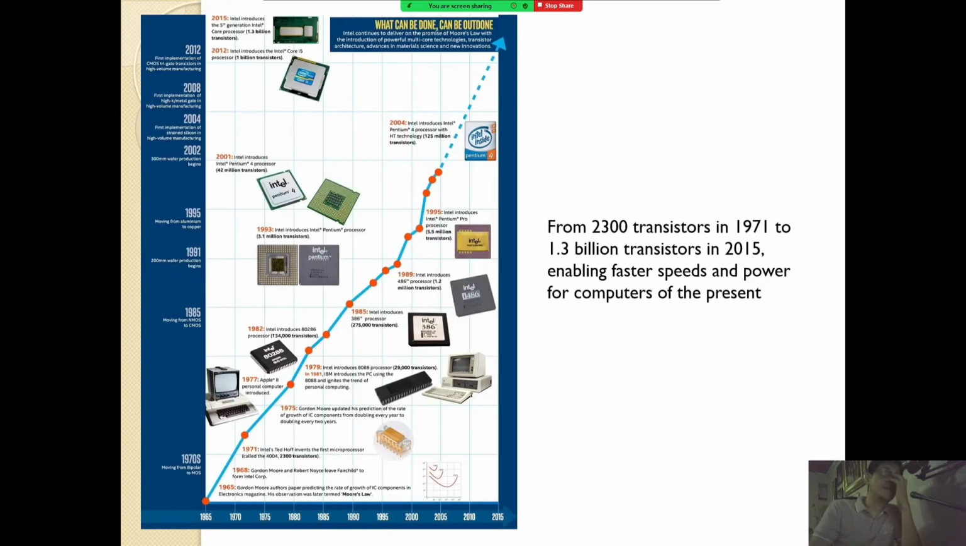So from this will be the transistors from 1970. Okay. So 1965, Gordon Moore. From 2,300 transistors in 1971 to 1.3 billion transistors in 2015, enabling faster speed and power of computers to the present. So habang bumibilis na. Okay, so these will be the pictures.